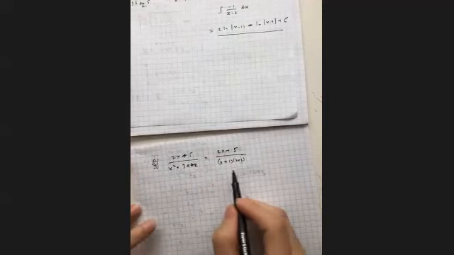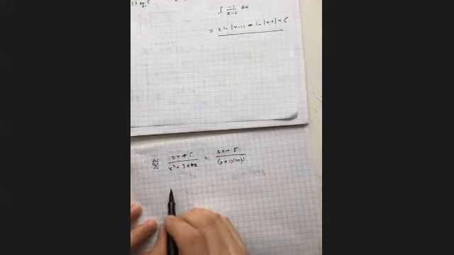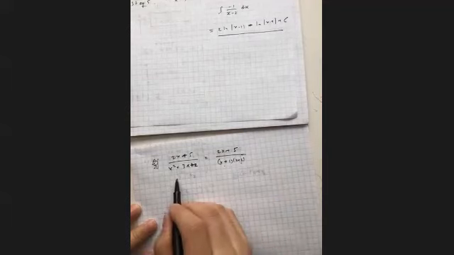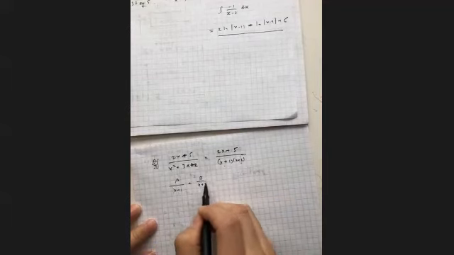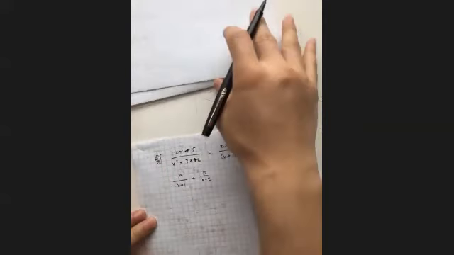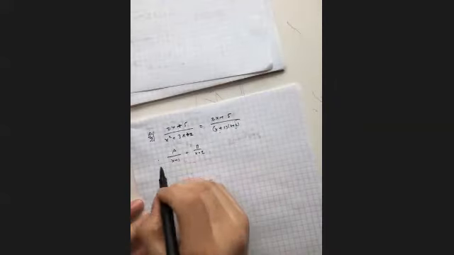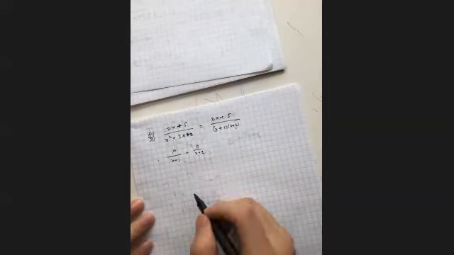Okay. And the right template for this one, because you have two linear factors, is going to be A over (x plus 1) plus B over (x plus 2). Okay. So this is the right template, and I will leave the computation of the constants to you guys.